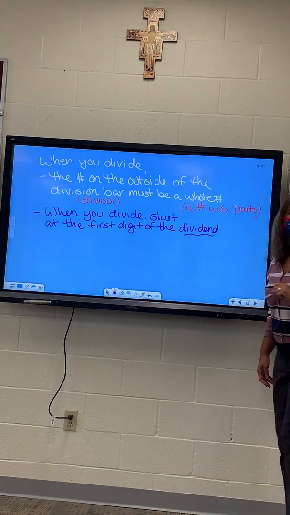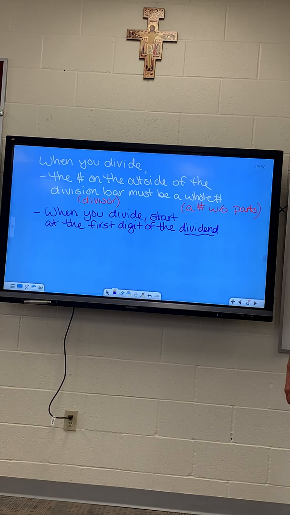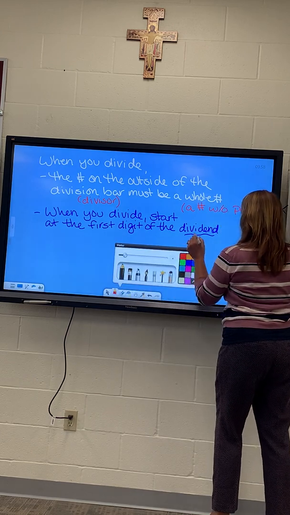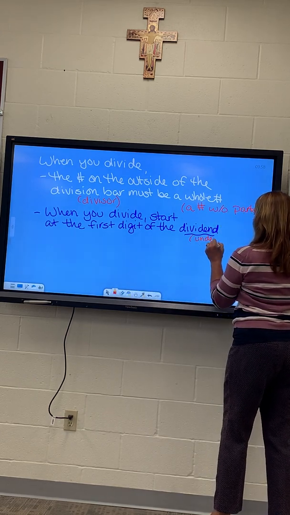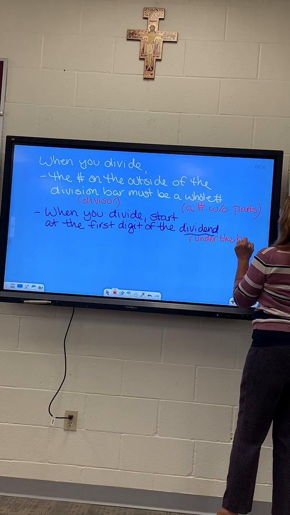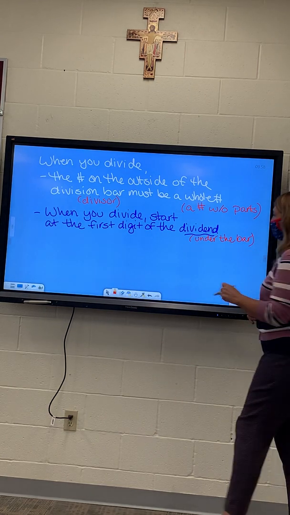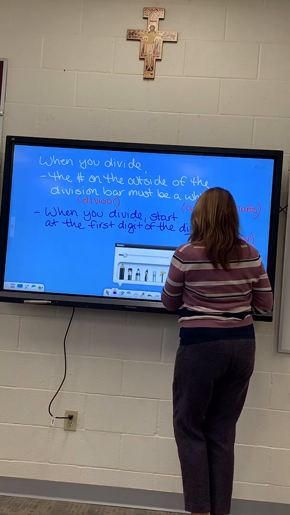What's dividend? I think we should all know where we're looking by now. What's dividend? The number inside. Okay, so under the bar, the division bar. When you divide, start at the first digit of the dividend.